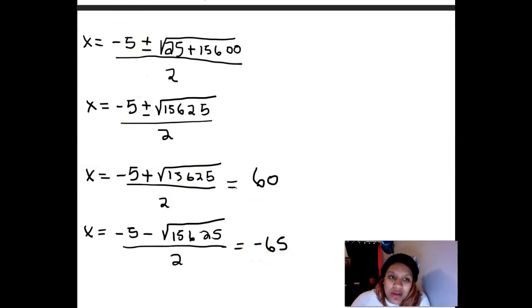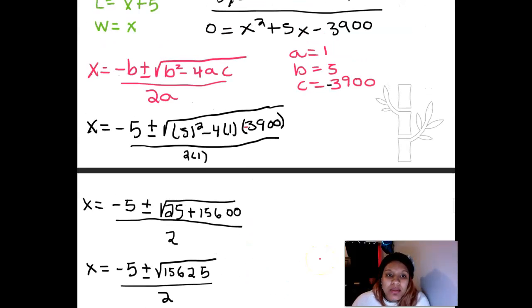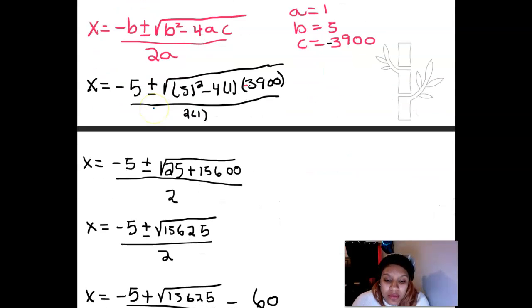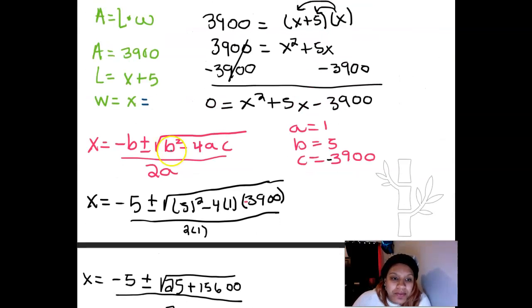Now, we're talking about an application, and it's talking about measurement, right? We cannot have a negative. So we cancel that. Now we go back to the problem, and here we have the two expressions. So we found that the width is 60 and the length is 5 more than the width, which will be 65. All right. So there we go. We solved this application using the quadratic formula.